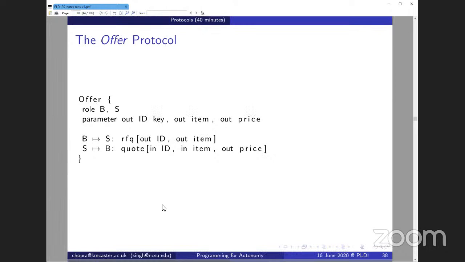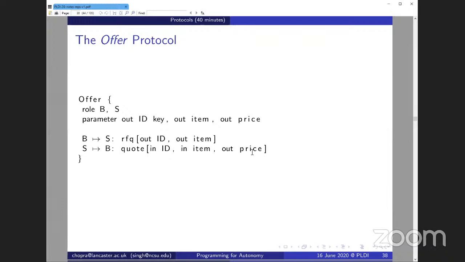Here's a protocol that's a little more elaborate. So this protocol is an offer protocol. It begins with an RFQ like before, but in addition, it has a price. So now it has a second message. In the second message, the seller goes to the buyer. The message is called price quote. It involves the transaction ID, the item, and the price.